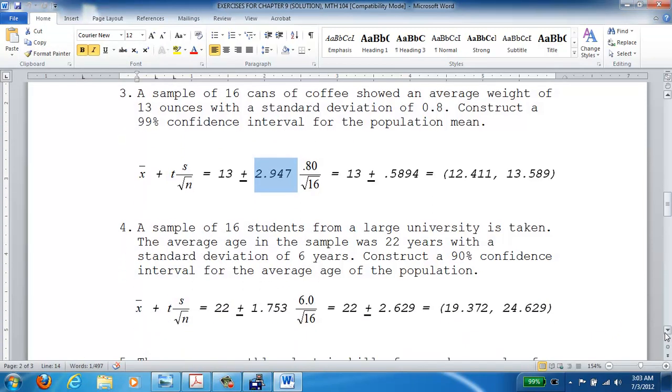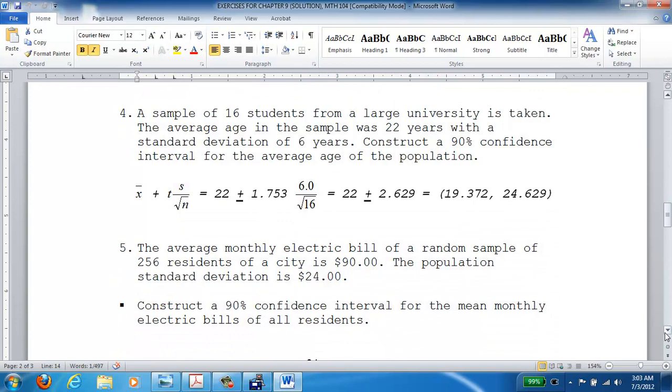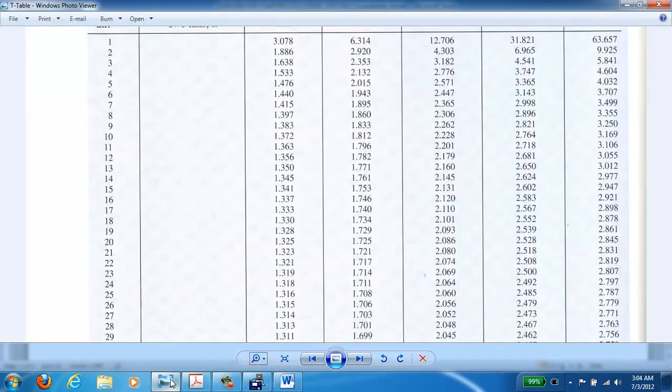Problem number 4. Again we have a t-interval. The reason is that this is the sample standard deviation of 6. Sample size is 16. You look for a 90% confidence interval. The degrees of freedom will be the same as the previous problem, 15 degrees of freedom. So 15 degrees of freedom, and here it is because it's a 90%, 1.753.